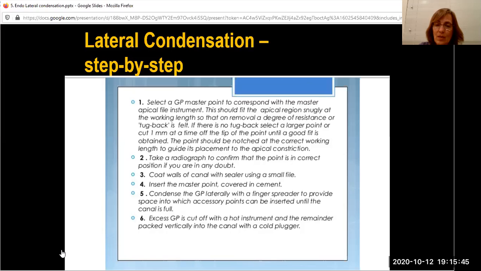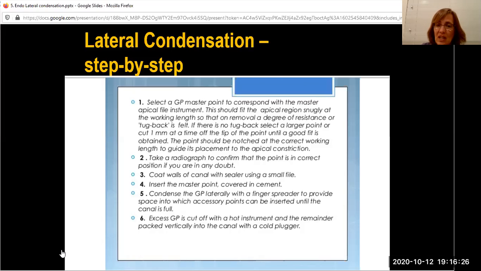So when we start either vertical or lateral condensation, we know that no material is going to be expressed beyond that point. If by chance you place your master cone and you do not feel that tug back, you could cut approximately a half or one millimeter of length at the tip of the master cone, and reinsert it and see if you get tug back. If you do not get tug back, and it's still wide, there is also the option to go to a higher up file.